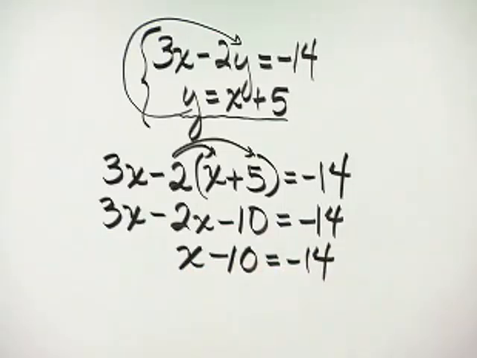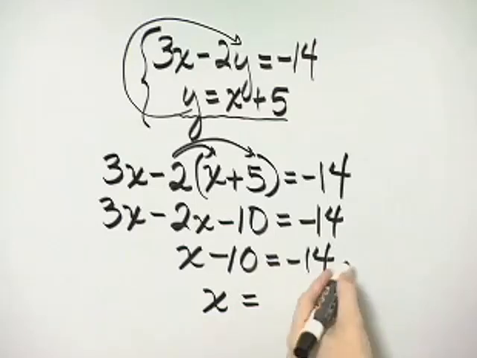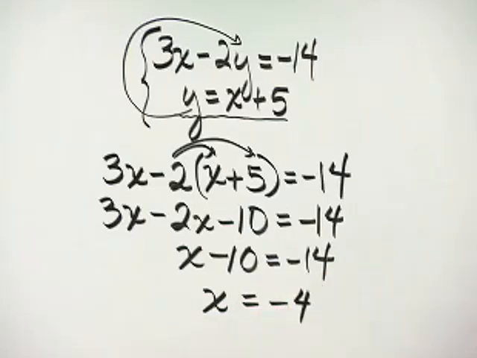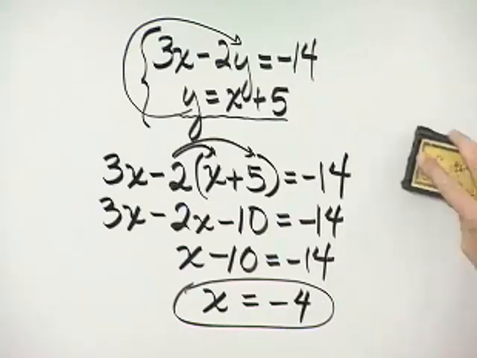And then if I add 10 to both sides, now actually write that down if you need to, but if I add 10 to the left side, I have simply x, and then on the right side, negative 14 plus 10 is negative 4. So notice I have an x value. This is the x coordinate then of the solution of our system. So remember that x is negative 4.